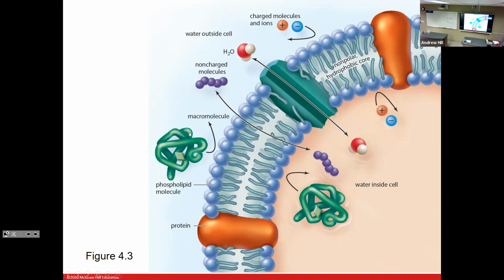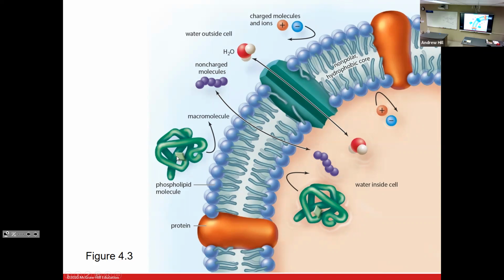Here's a macromolecule, a protein. Proteins are large. They also often have negative or positive charges, depending on the side chains, the R groups of the amino acids, which you learned about.